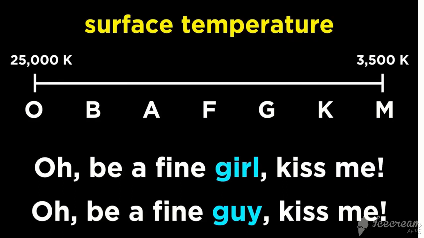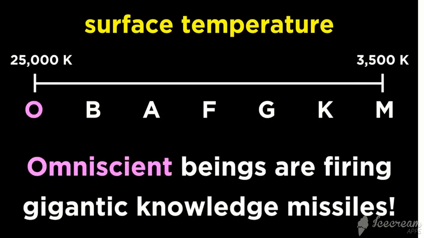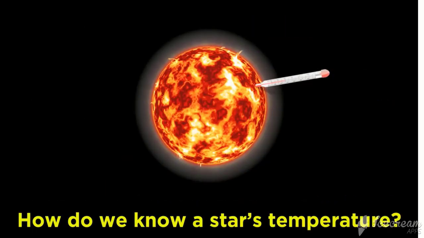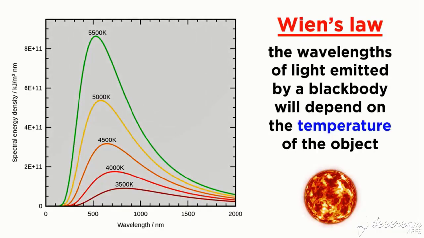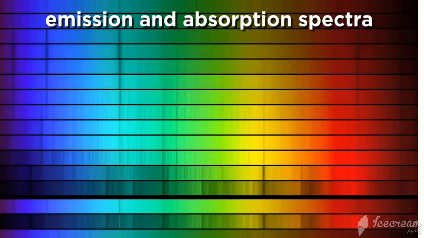Or if you find the whole thing terribly sexist, just make up your own, such as, omniscient beings are firing gigantic knowledge missiles. As we can't stick a thermometer into a star to see how hot it is, this classification, based on temperature, is actually derived from Wien's law regarding black body radiation, which we saw in the Modern Physics series, as well as other types of data, like emission spectra.